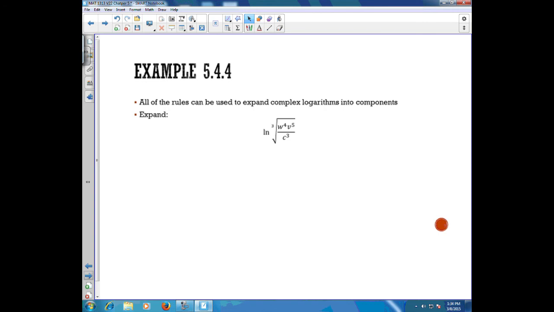So we can use all of these rules to expand complex logarithms into its components. Okay, so let's just look at this as a separate problem. We've got the natural log of the cube root of w to the fourth v to the fifth over c cubed.